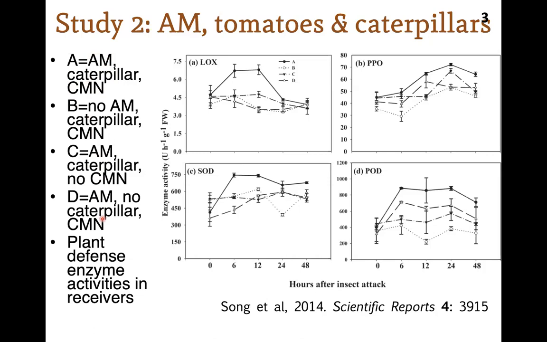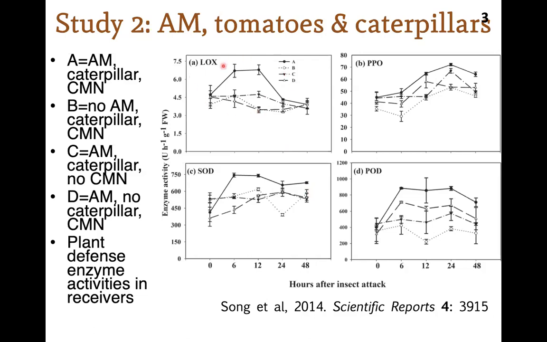And so what you can kind of see here is that in each case, the treatment with the highest enzymatic activity is A, and that's where there's herbivory and there's a common mycorrhizal network. And so this supports the idea that there is communication that's mediated by the common mycorrhizal network. Now, one of the things, if you look at these results, is how convinced are you by that? And I would say that in some cases it looks pretty convincing.